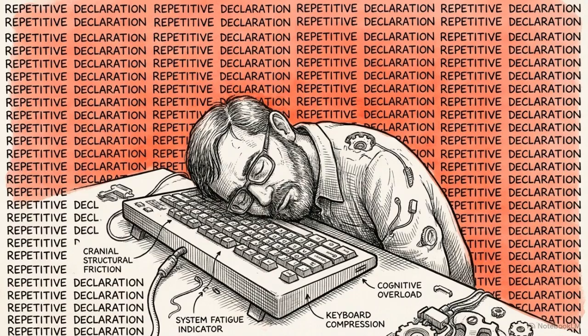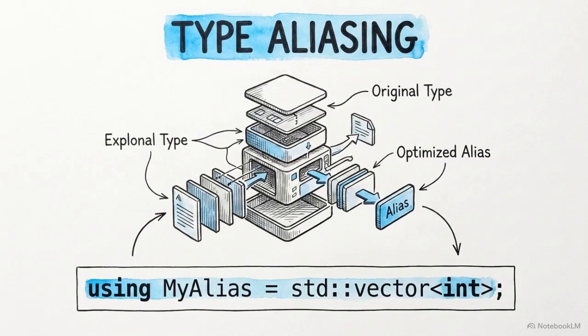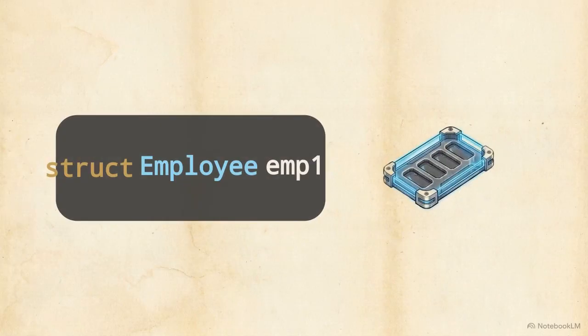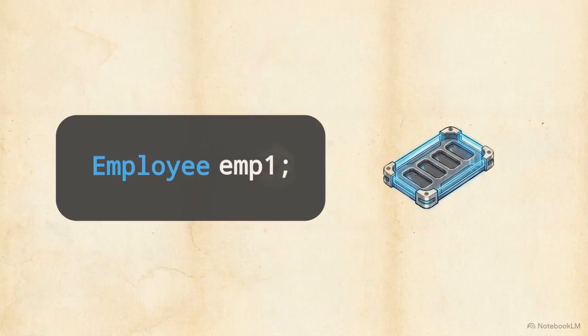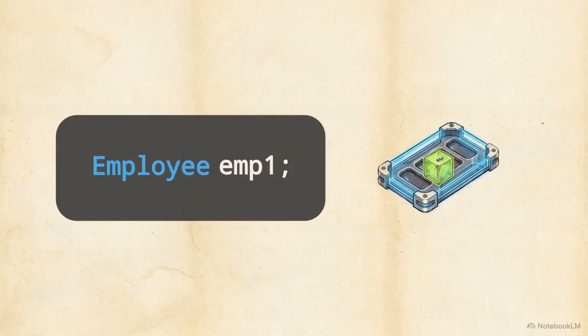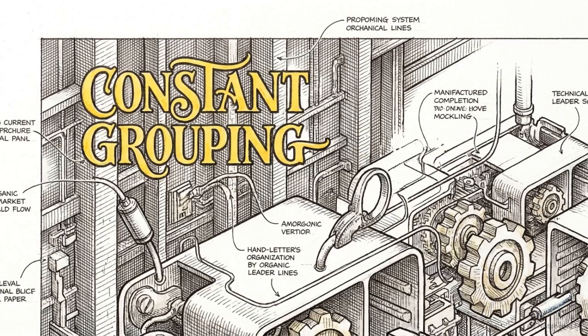Writing struct employee every single time you want to declare a variable creates friction for developers. We can clean up this code using the Typedef keyword. Typedef creates a clean, single-word alias for an existing data type. Instead of explicitly calling out the struct keyword, you can assign it an alias, streamlining instantiation down to a single word. We can apply a similar layer of polish to constant values using enums.